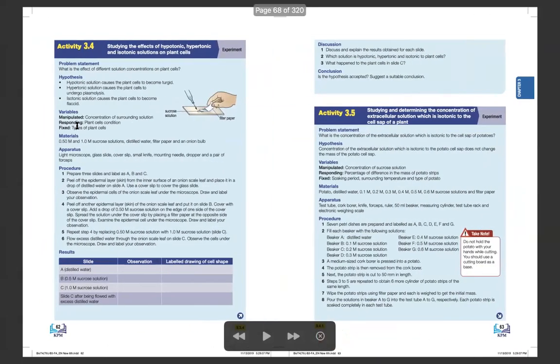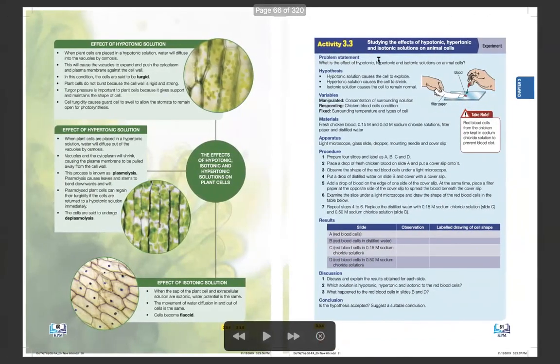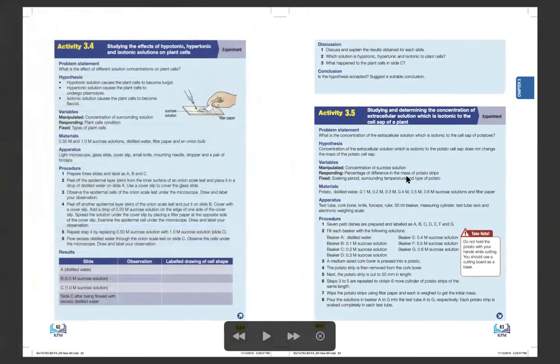Okay guys, so we just stop here. Okay, for this experiment, I think I want to teach you when you are already in the school, okay?